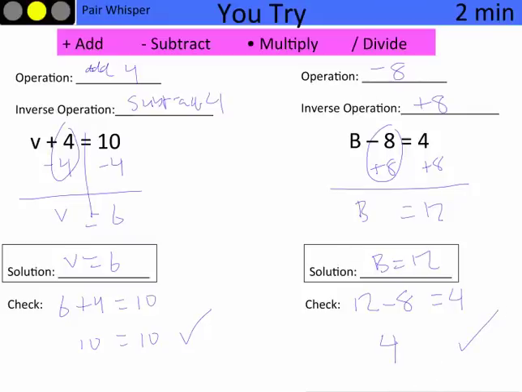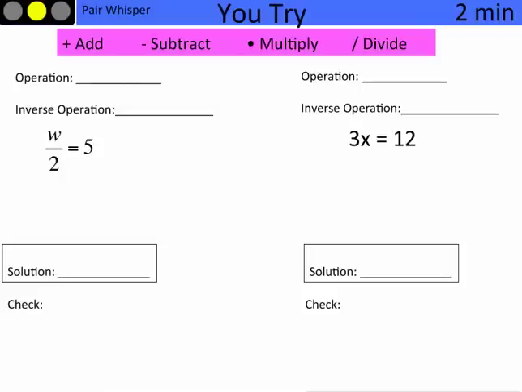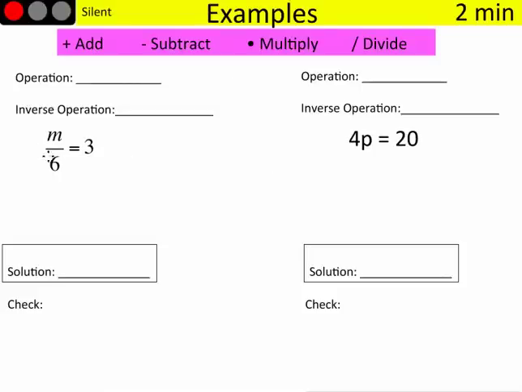Now let's try some different operations. Here m is being divided by 6. And the inverse of dividing by 6 is multiplying by 6. So we're going to multiply by 6 and multiply by 6 on both sides of the equation. When we multiply by 6, this gives us just m, and 3 times 6 is 18.